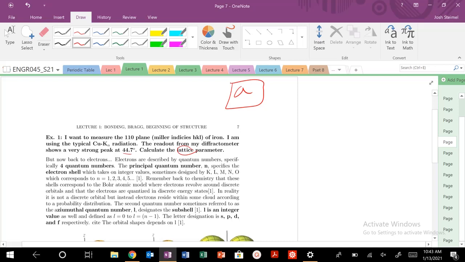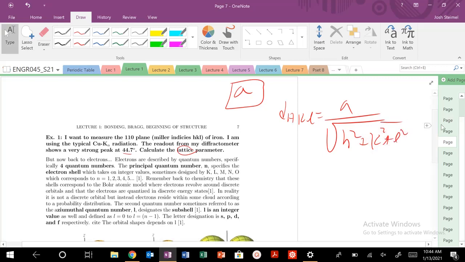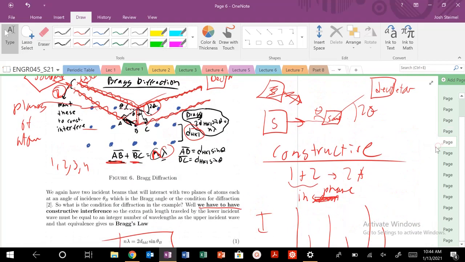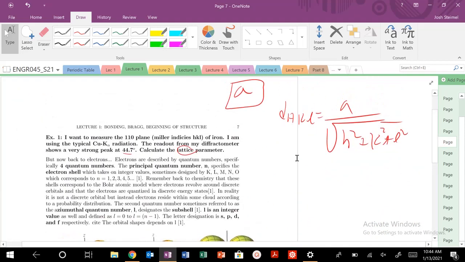So if I want to measure the 110 plane of iron, I'm going to use copper alpha radiation. And then the readout from my diffractometer shows a very strong peak at 44.7 degrees. Calculate the lattice parameter. So we want to figure out a. So we just have iron, which is a cubic material. It could be either BCC or FCC. I didn't even indicate that in this experiment. But again, not the point of this very specific lecture.